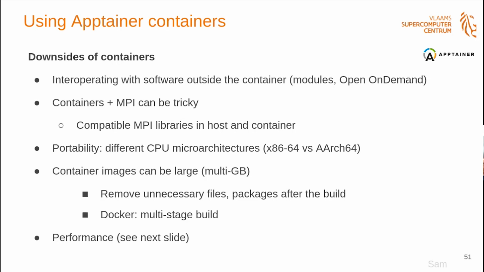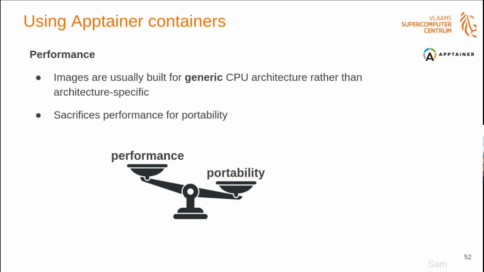Okay, and then the performance aspect, this can also be a downside. Most container images that you find in public registries are built for generic CPU architectures, so they're not built for performance. Why is that done? Because, of course, that increases the chance that it will work everywhere. But there's a balance: if you optimize for portability, then the performance will suffer. In any case, it's still possible to build containers with high performance, but then you will lose the portability aspect again. We will see more about that later.